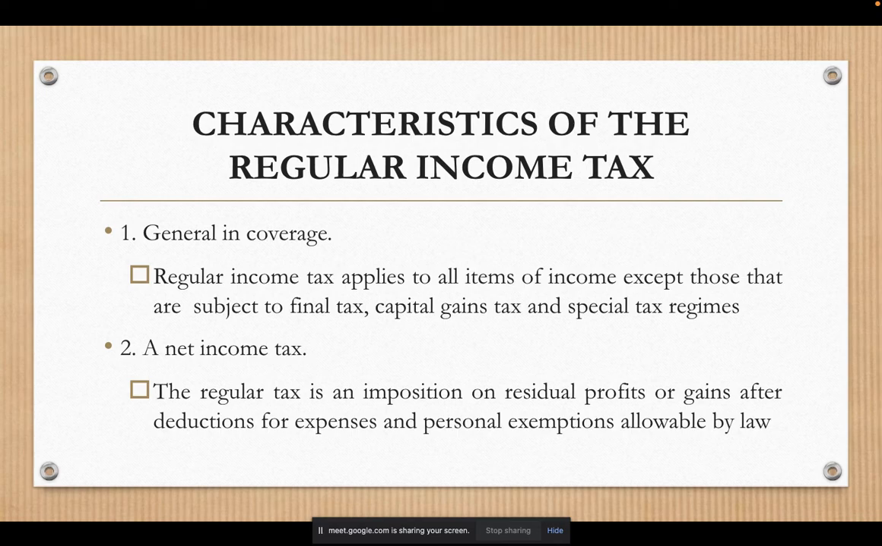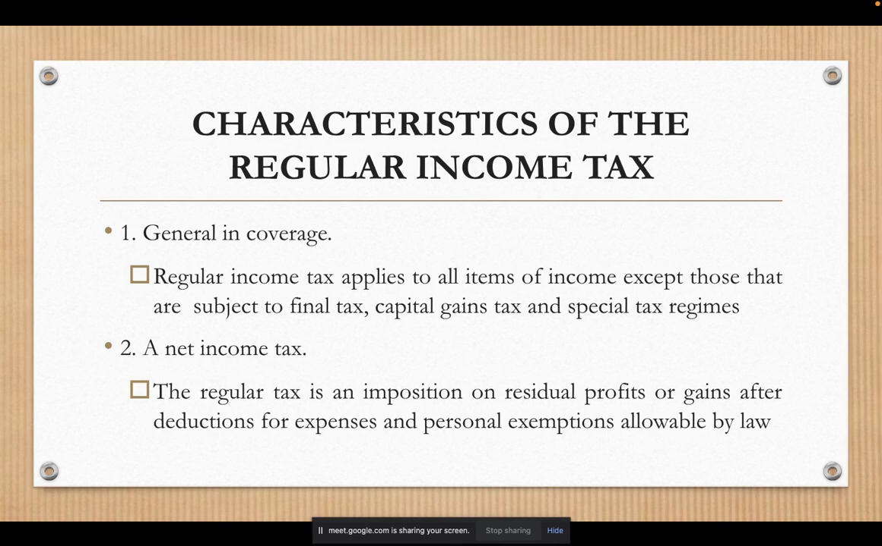Yun sinasabi ko kanina. A net income tax, okay, so therefore, you are going to be given allowable expenses, deductible expenses. As of the moment, there are no more personal exemptions. We have eradicated that, or the Congress already removed that when they amended the National Internal Revenue Code and just gave a flat 250,000 threshold for exempt income.